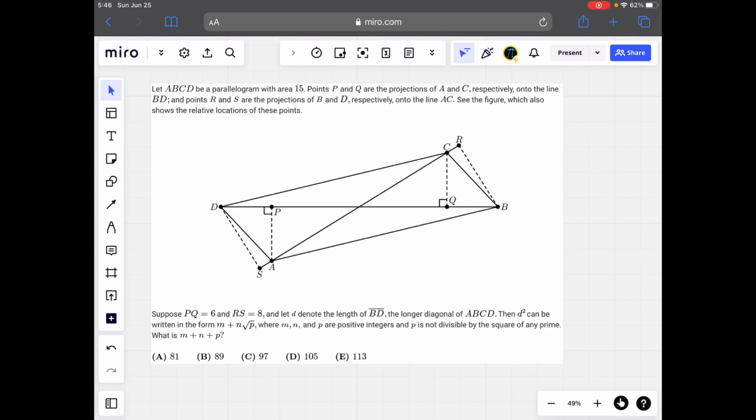Then D squared can be written in the form m plus n root p, where m, n, and p are positive integers, and p is not divisible by the square of any prime. What is m plus n plus p?